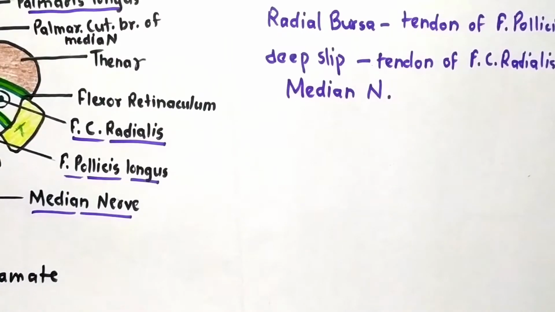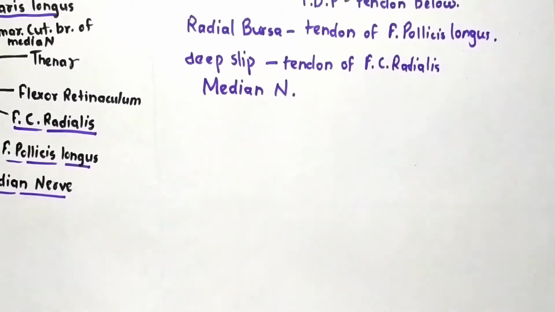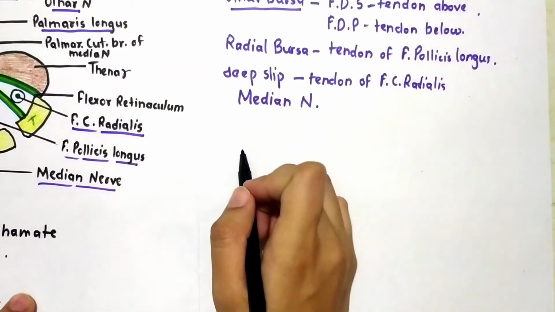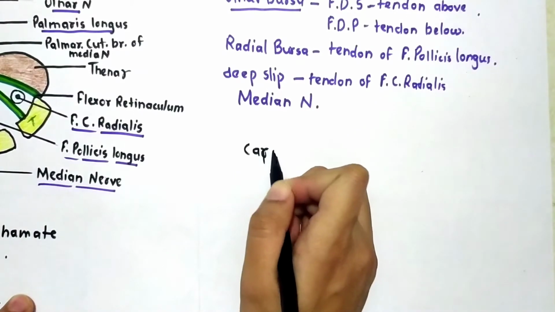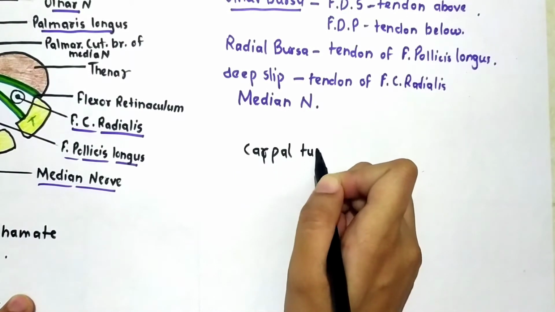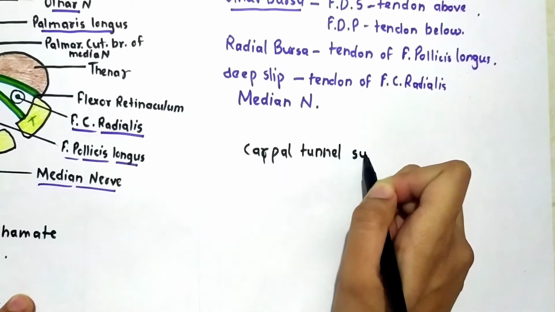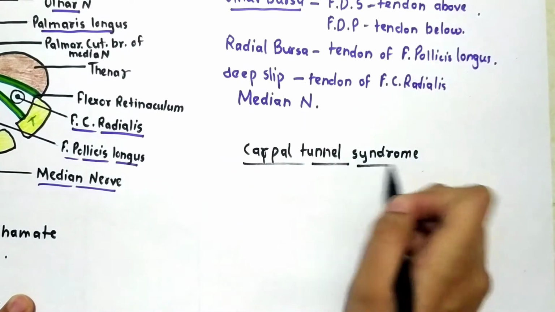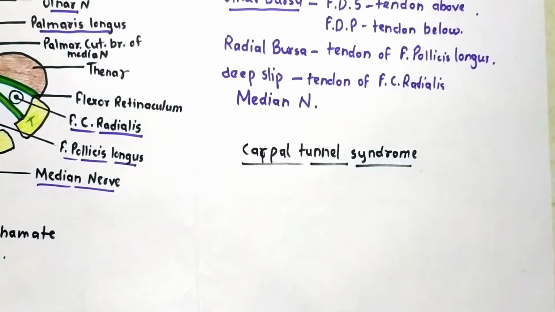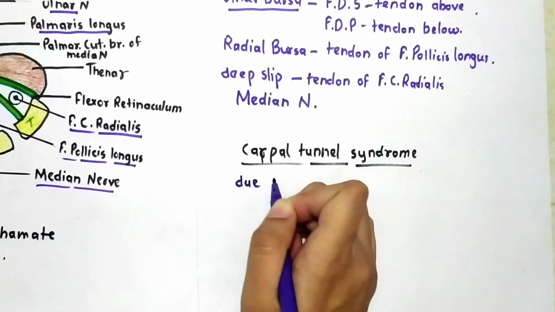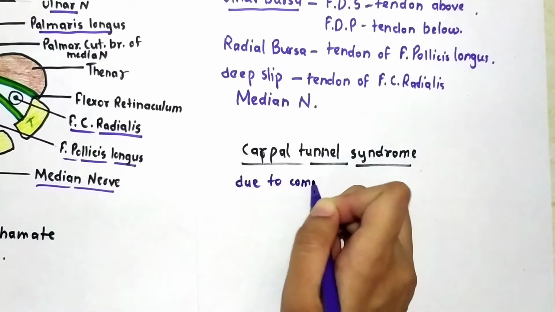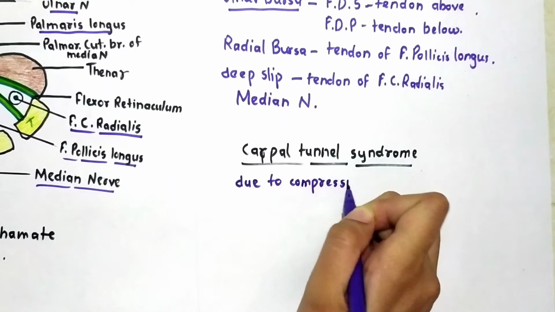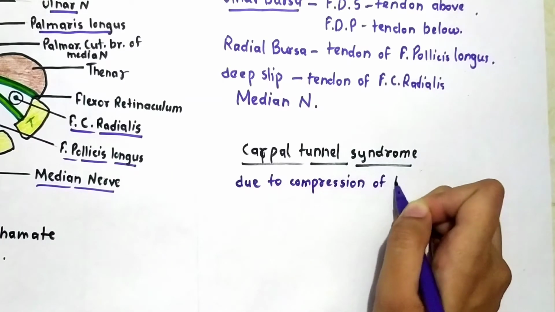Now let us discuss a clinical point of this flexor retinaculum, that is carpal tunnel syndrome, okay? Carpal tunnel syndrome is due to compression of the median nerve which is passing through this carpal tunnel.